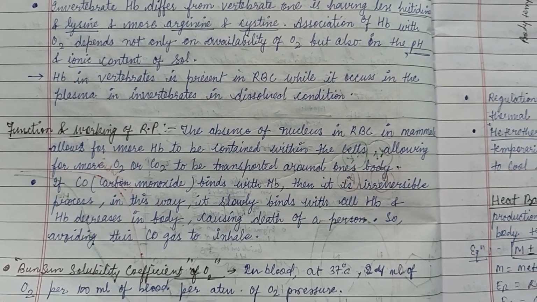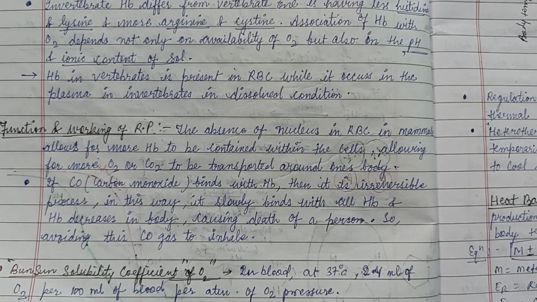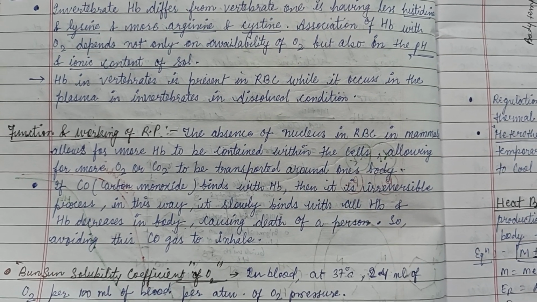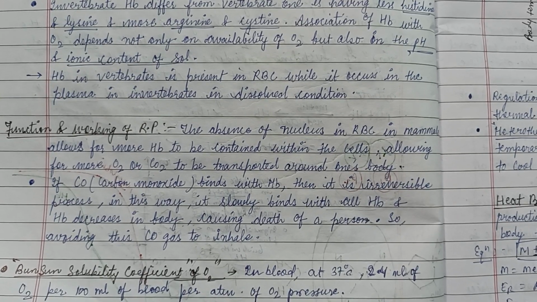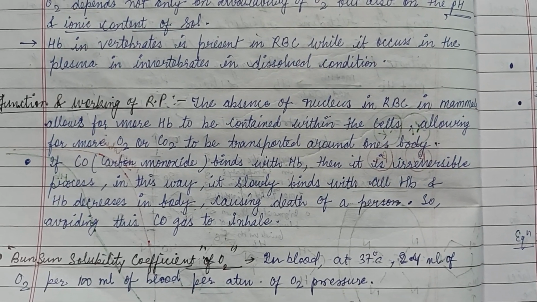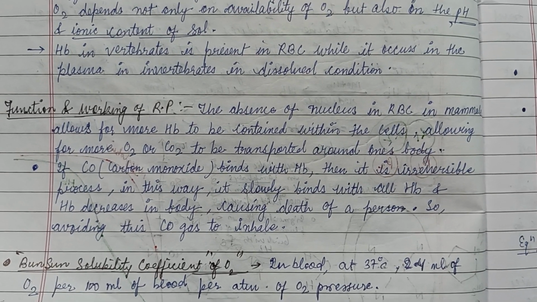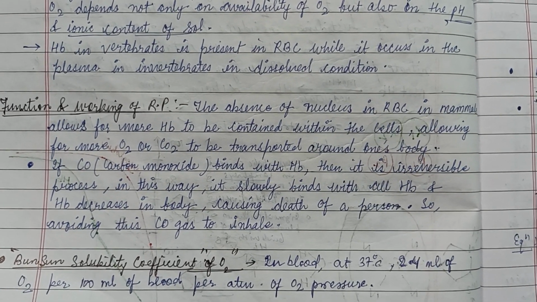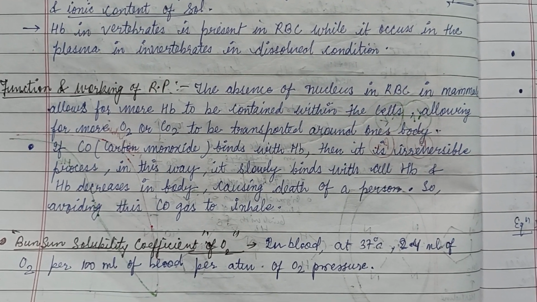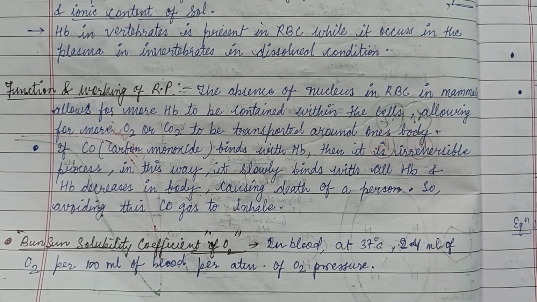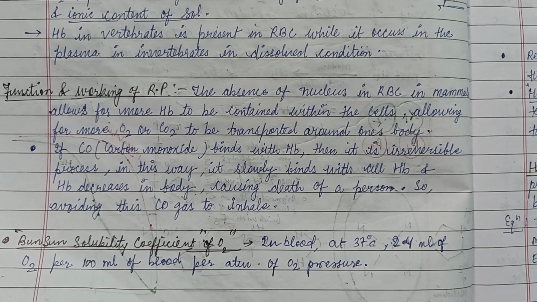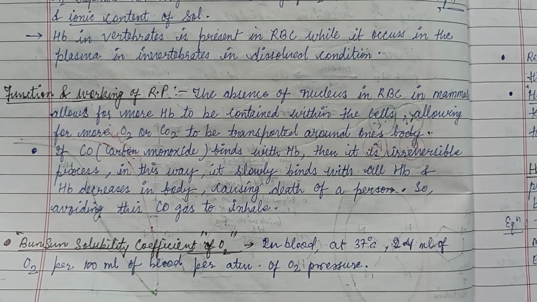If carbon monoxide, that is CO, binds with hemoglobin, then it is an irreversible process, that is a permanent process. In this way, it slowly binds with all Hb, and Hb decreases in the body, causing death of a person, so avoid inhaling this CO gas, that is carbon monoxide, and it forms carboxyhemoglobin. The Bunsen solubility coefficient of oxygen in blood at 37 degrees centigrade is 2.4 milliliters of oxygen per 100 ml of blood per atmosphere of oxygen pressure, called the Bunsen solubility coefficient of oxygen.